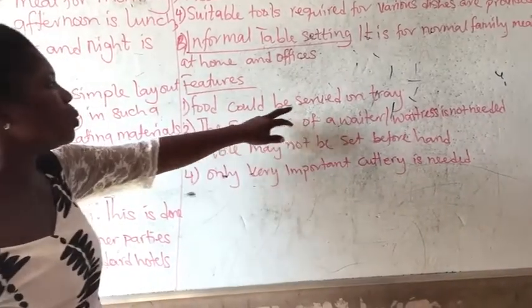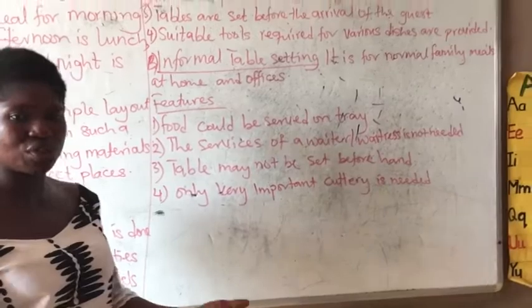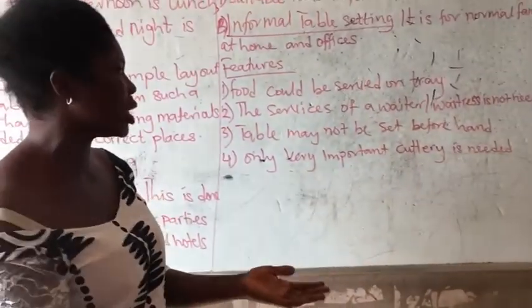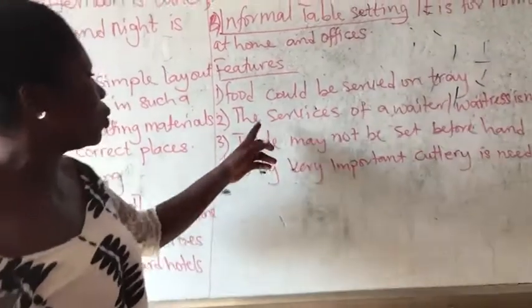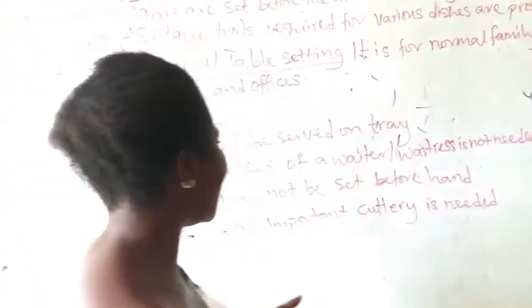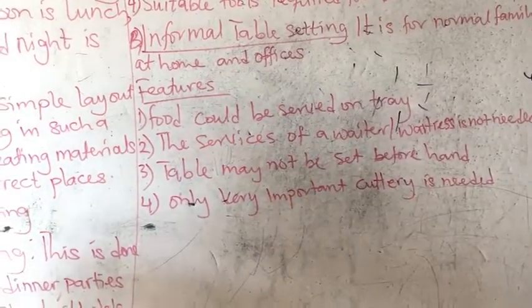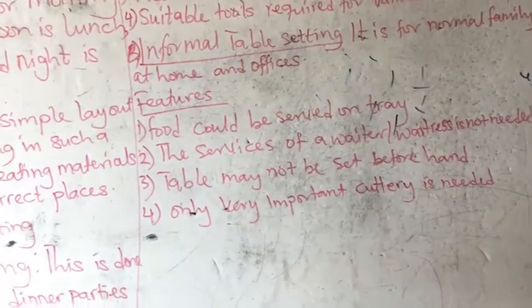Features: food could be served on a tray. Yes, at times we serve daddy with food on the tray, then you take it to the table and put it on the table. The service of a waiter or waitress is not needed. You don't need any waiter or waitress to bring you water or food.